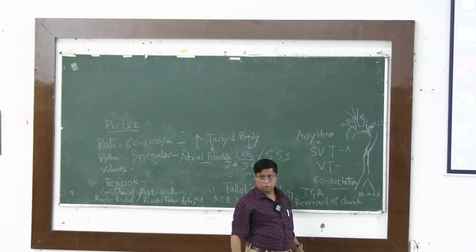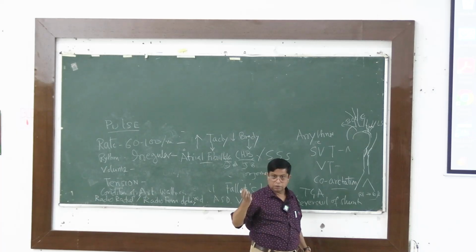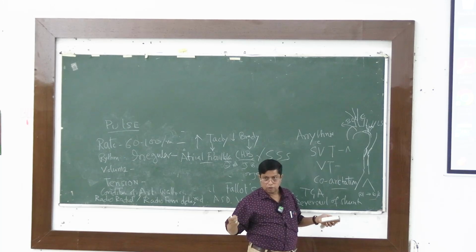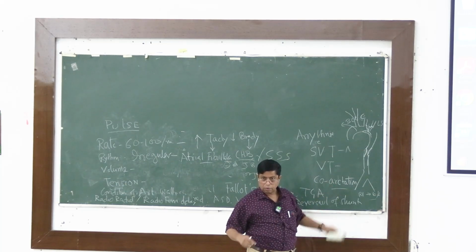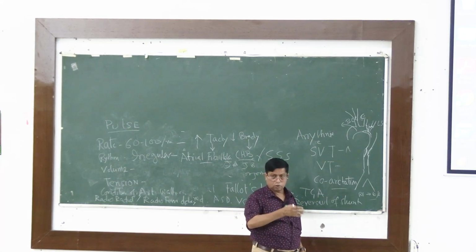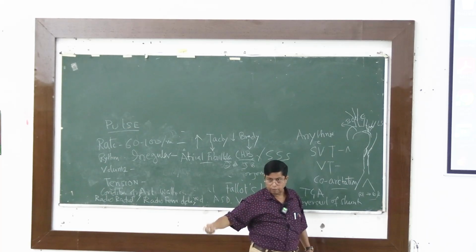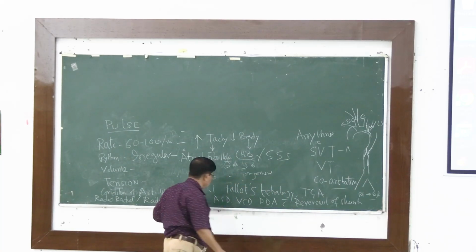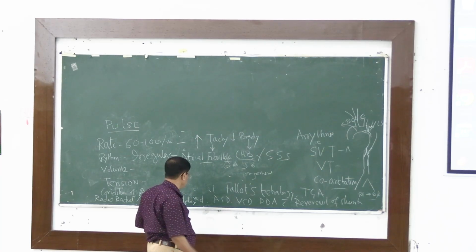Got this point? Anybody has any problem? If the coarctation is before the subclavian artery, you call it pre-subclavian coarctation. Then there is radio-radial delay. Why? Because the right subclavian artery gets blood at the normal time, but because of coarctation before the left subclavian artery, the left hand gets blood with a little delay. So there is a radio-radial delay. I have explained why there is radio-radial and radio-femoral delay. Clear now? These are the things you will have to see in the pulse.